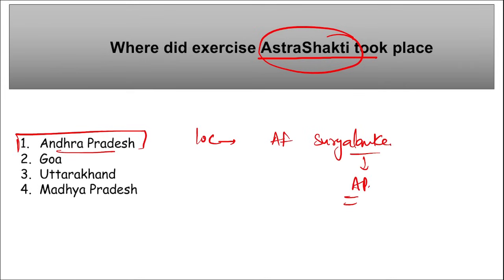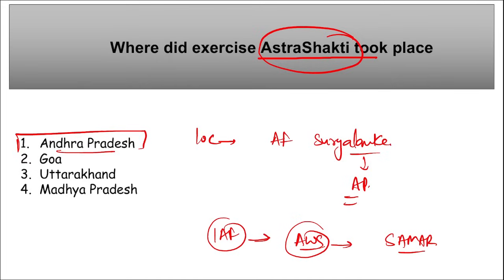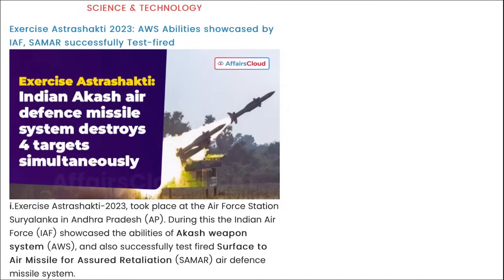And during this Astra exercise, remember, the Indian Air Force showcased the abilities of the Akash weapon system, right? They also test fired Samar. What is Samar? Samar is your surface to air missile for assured retaliation, right? This is an air defense missile system, Samar, that was also tested. Then the Akash weapon system was tested. And apart from this, during the exercise, the Akash weapon system, which is short range, here you can see.